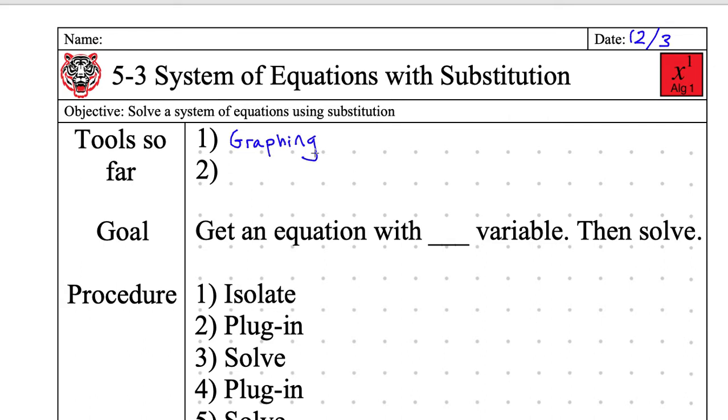And that requires that you're really good at Unit 4. You know how to graph standard form. You know how to graph slope-intercept form. Not necessarily point-slope form, because we don't really use that until we need to do more hardcore graphing. And then today's the second one, which is substitution.